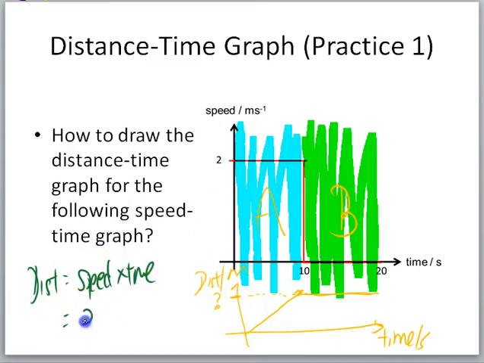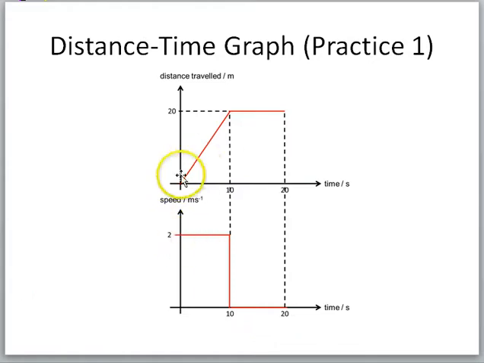So this equals 2 multiplied by 10, so it's 20 meters. So I'll know that this value over here is 20 meters. So my distance time graph will look as such. You can see it will increase to 20 and remain at 20 for the next 10 seconds.